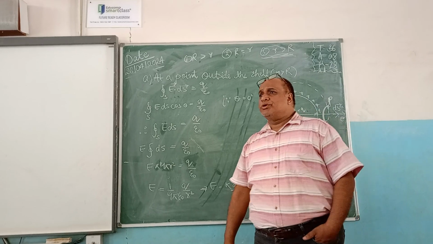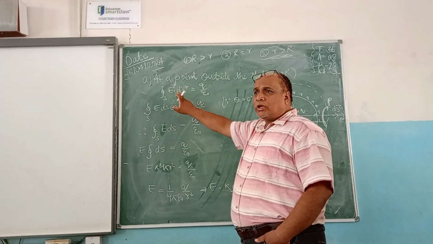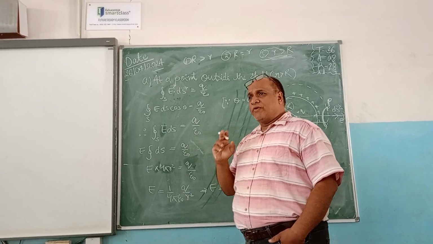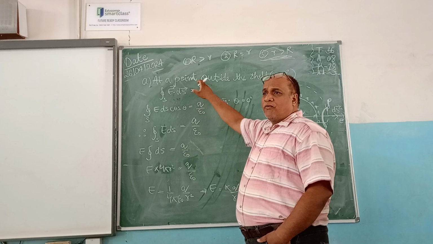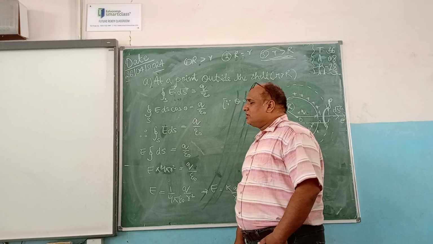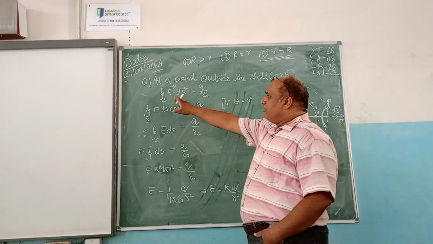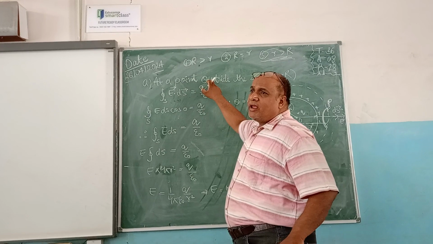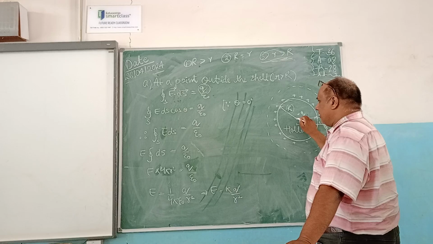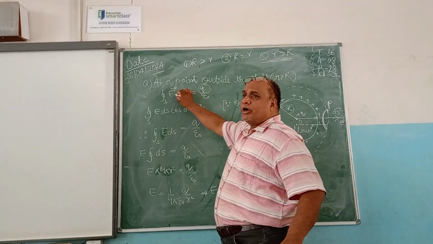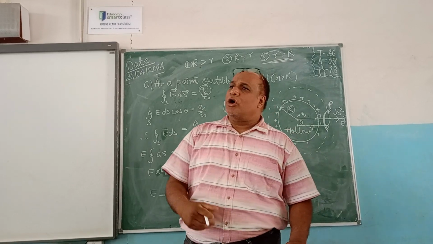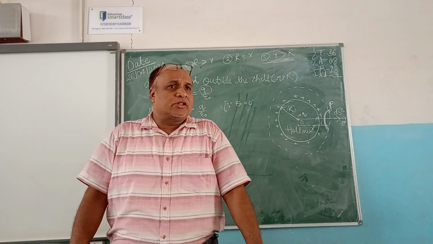We know the statement of Gauss theorem, that means the total electric flux for a charge placed in vacuum is equal to 1 upon epsilon naught times the net charge enclosed in the surface. So closed integral E dot ds is equal to q by epsilon naught, where q is the charge inside the spherical shell. Now this is a dot product, so we can write it using cos theta. That means E ds cos theta.